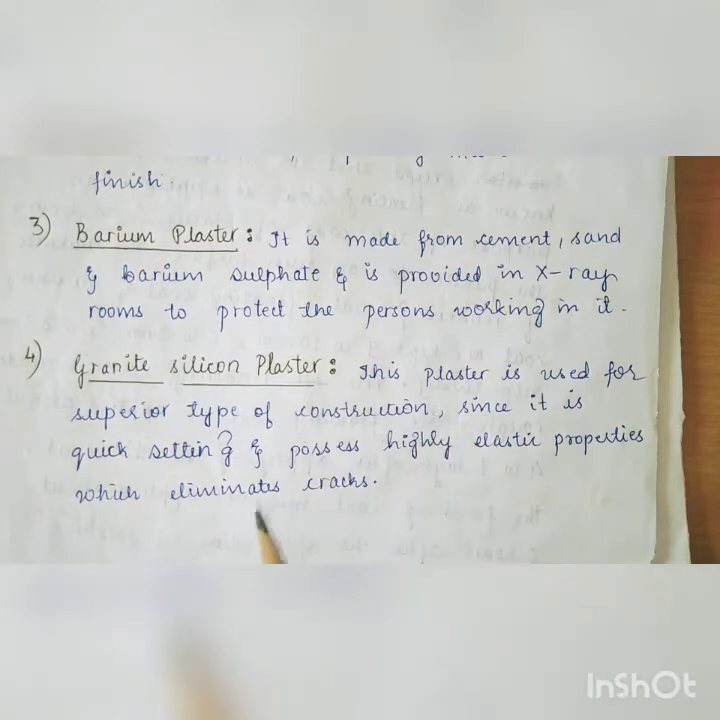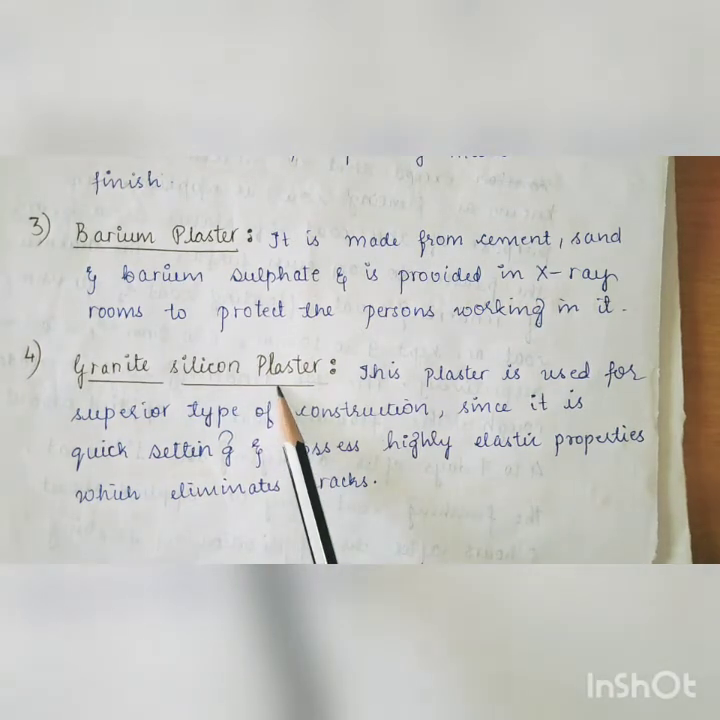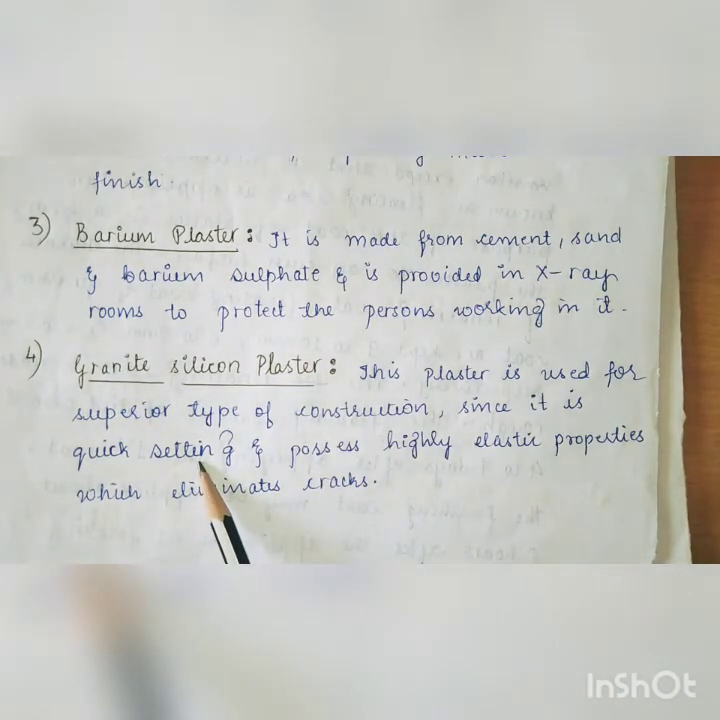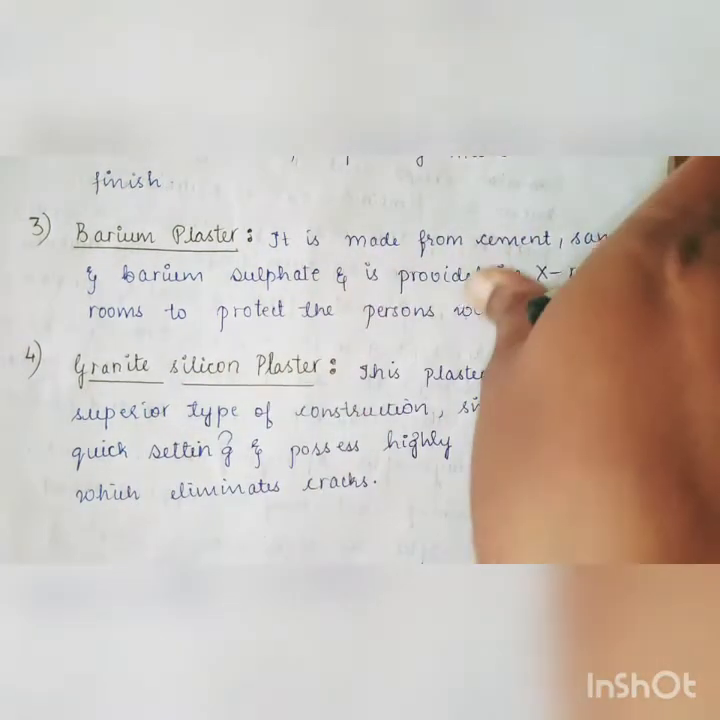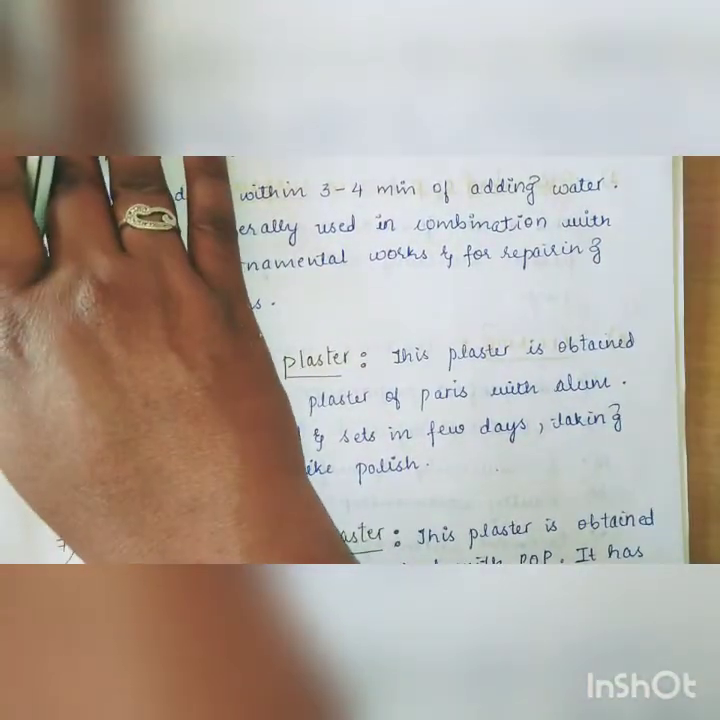You use the granite silicon plaster for plastering of interior walls. You can also use this plaster for water bodies, like a dam or any reservoirs, because there it will set quickly. The setting time of this plaster is very short compared to other plasters. It possesses highly elastic properties which eliminate cracks. Initial cracks will be eliminated due to the high elasticity of this plastering type. Next one is the gypsum plaster.